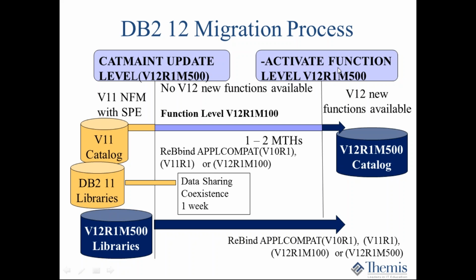When you activate function level modification 500, then you have the ability to bind or rebind your applications, and they can run at version 10 level, version 11, version 12 modification 100, or now version 12 modification 500, to take advantage of the new added features in DB2 12.